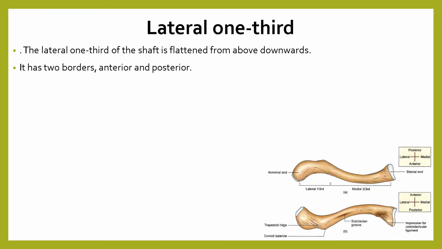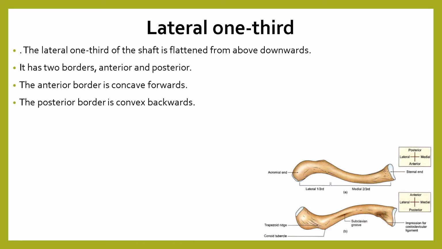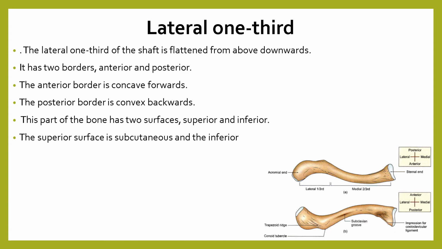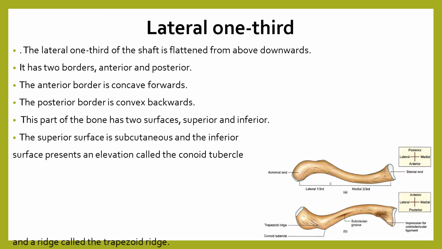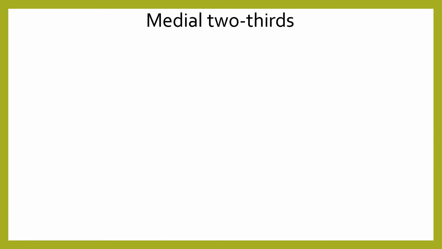Clavicle lateral one third has two borders, anterior and posterior. Anterior border is concave forward, posterior border is convex backward. Two surfaces, superior surface is subcutaneous, and the inferior surface has the conoid tubercle and the trapezoid ridge.